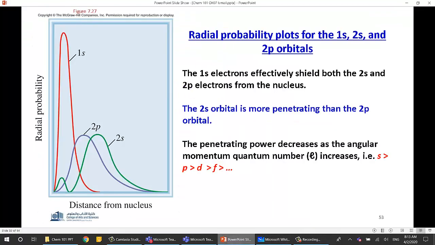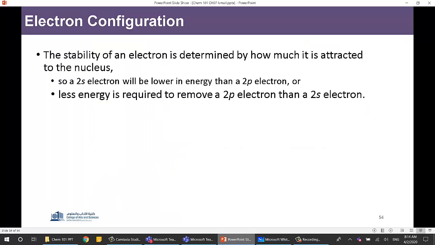Okay, so to cut the story short, the 2s is lower in energy than 2p because of this penetration effect, and this actually applies to everything else. This is why the 3s is lower than 3p and so on.